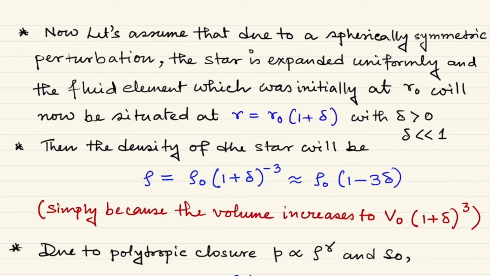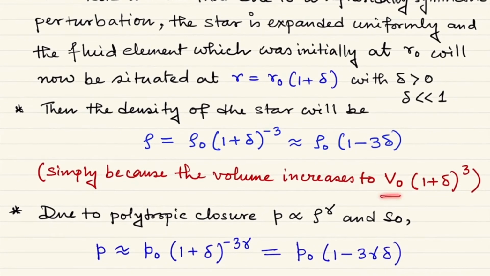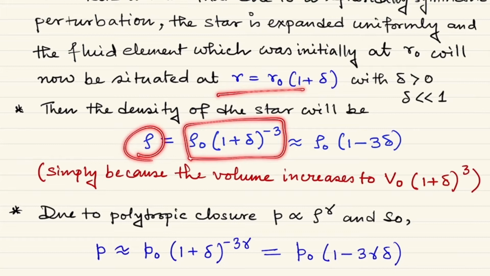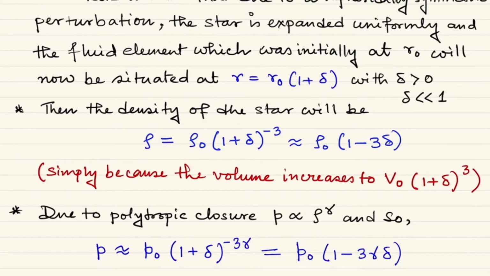Now this density is changed to this density. Of course, this is not a representative density, this is just the variable. The initial variable was this, the final variable after perturbation is this, and they are changing from one point to the other, so that is something not to forget. The volume is increased because we have dilated the star a bit by dilating the radius, so the density will reduce by this factor, becoming almost rho 0 times (1 minus 3 delta).